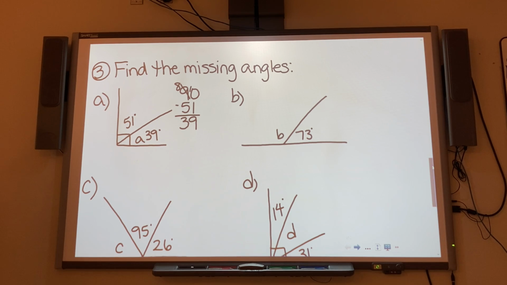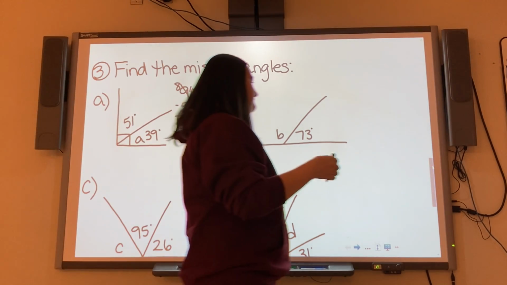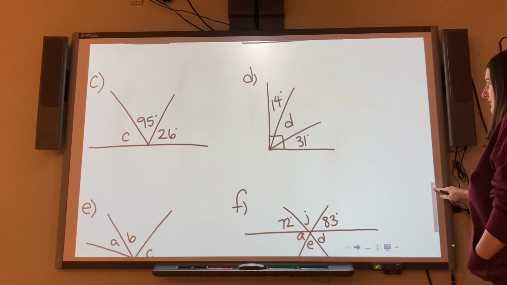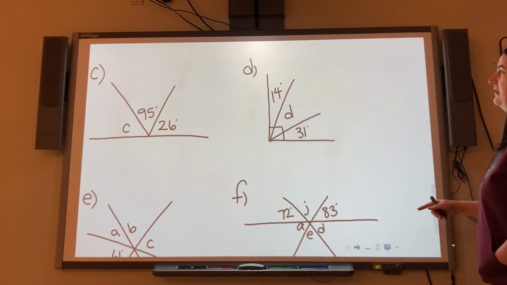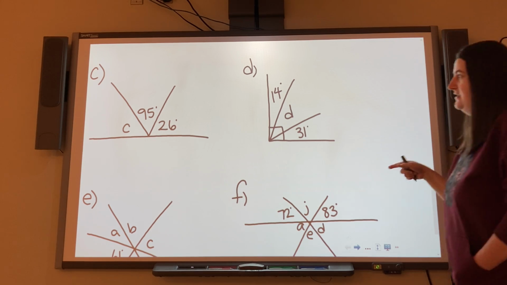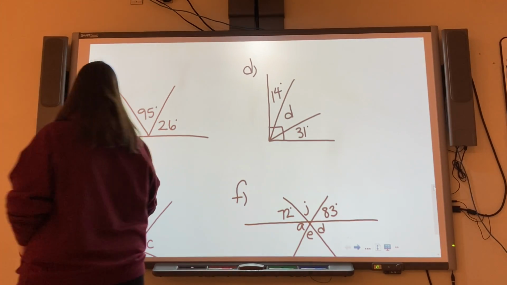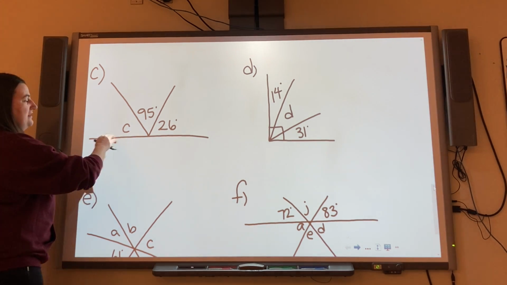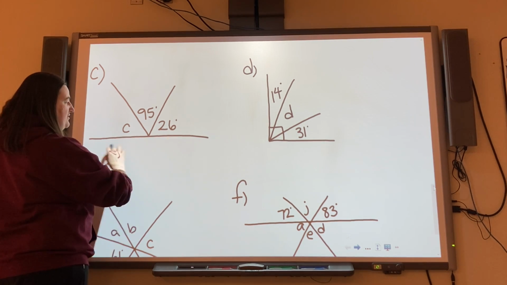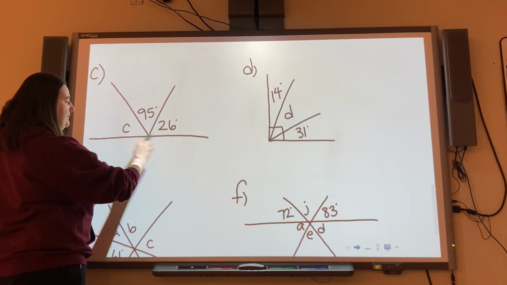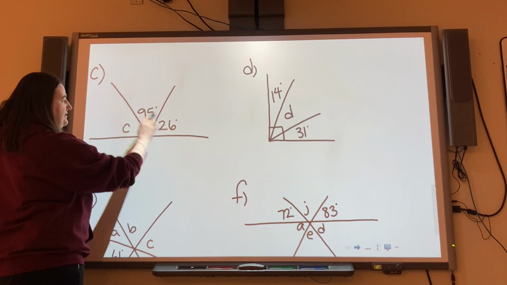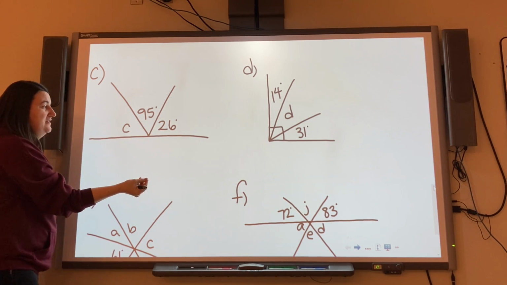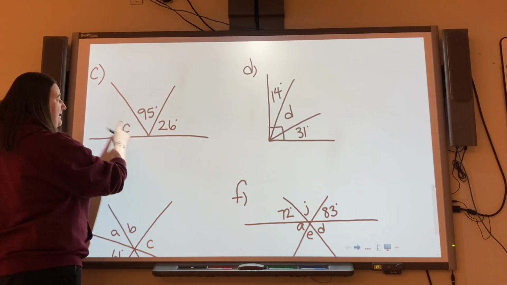You're gonna do B by yourself. And you're gonna do C. Actually, we'll do C and then you'll do D by yourself. So C, you need to do 2 calculations for these kind, because look, here's my straight line. Here's my 180. But I have 2 angles that I know. I need to add those 2 together first before I minus from 180 to find the missing one.